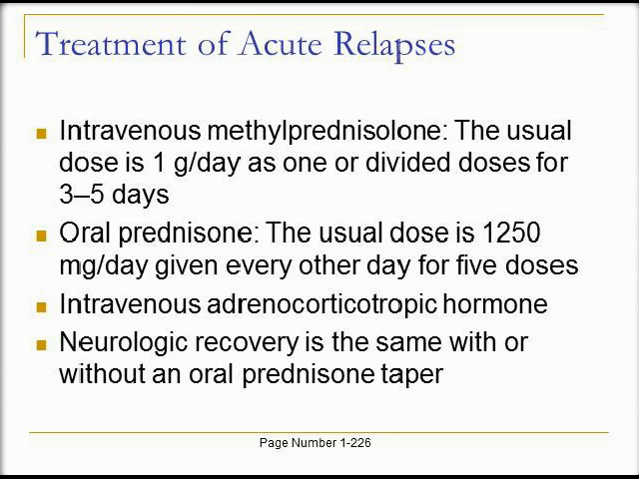So we have kind of 3 choices. We have IV methylprednisolone. Usually you would do 1 gram a day. You can do that all at once. You can divide it up however you want it. And you do that for 3 to 5 days.